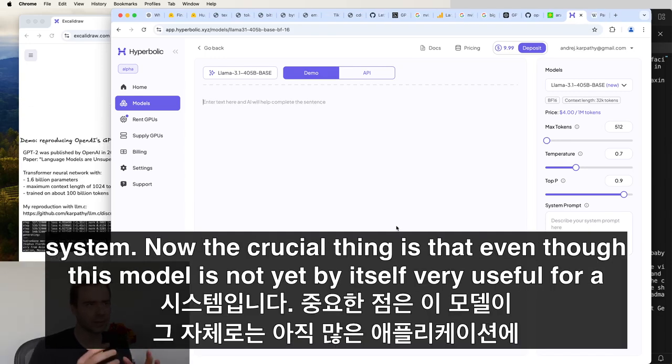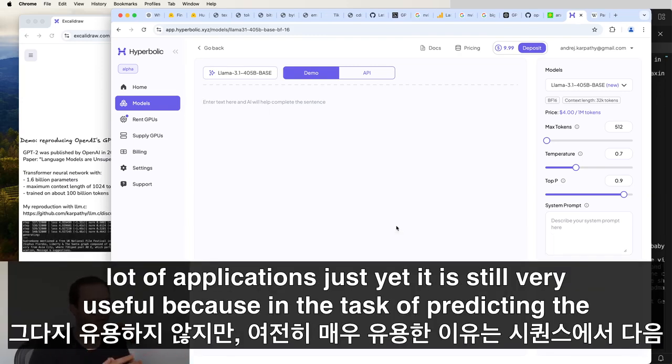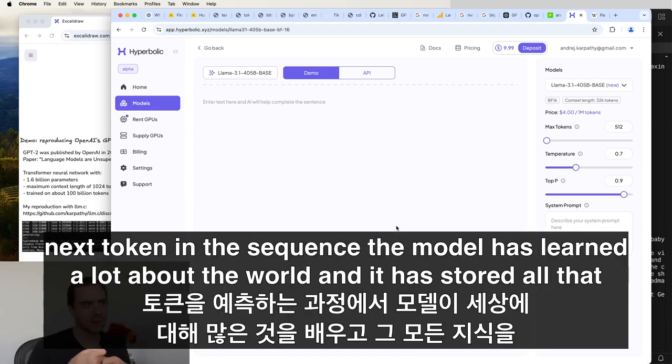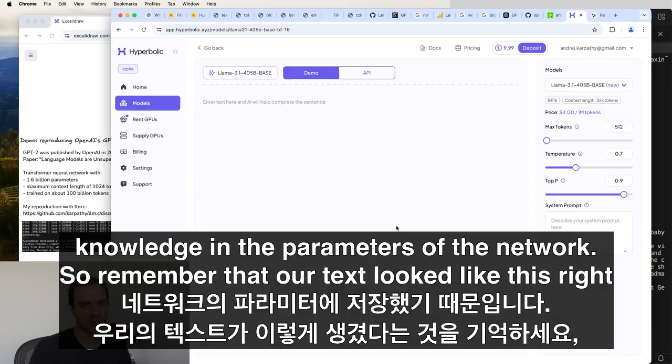Now, the crucial thing is that even though this model is not yet by itself very useful for a lot of applications just yet, it is still very useful because in the task of predicting the next token in the sequence, the model has learned a lot about the world, and it has stored all that knowledge in the parameters of the network.